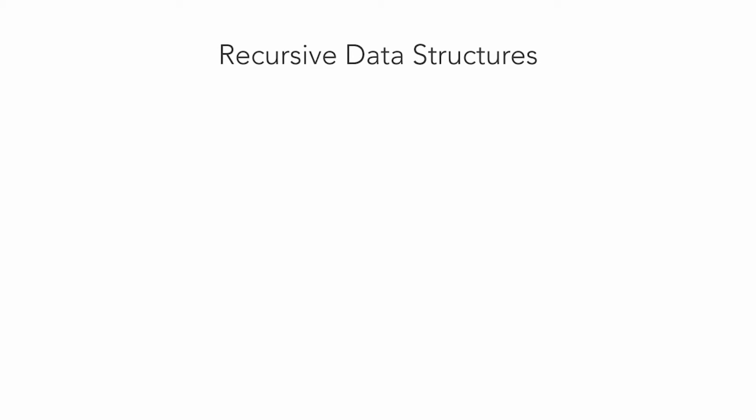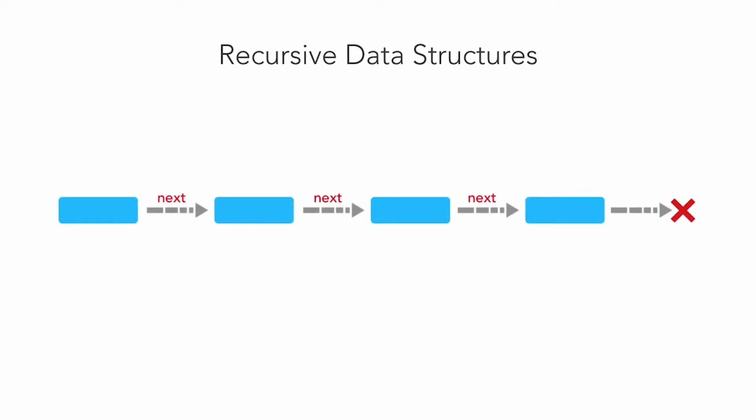A data structure is recursive if you can describe it in terms of itself. For example, a linked list can be described as a list node followed by a linked list. Alright, let's implement a recursive data structure.